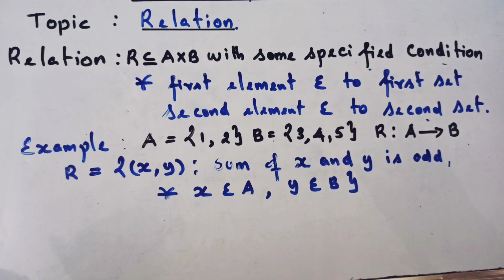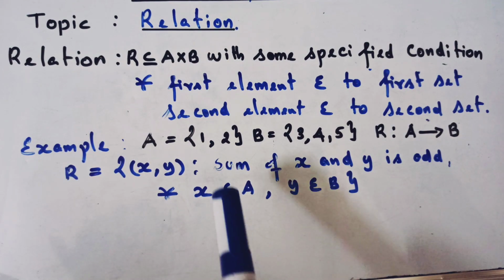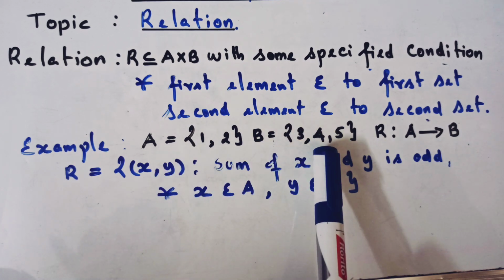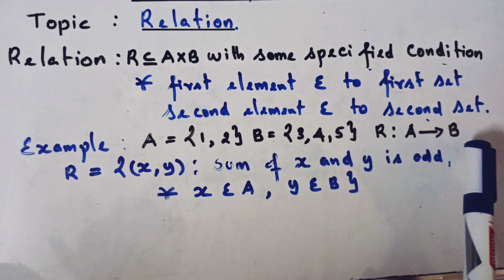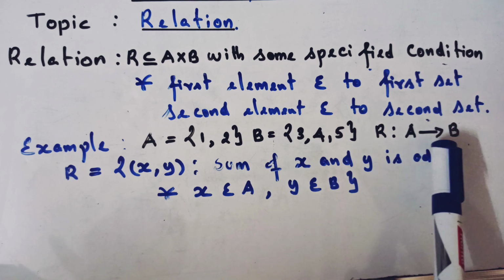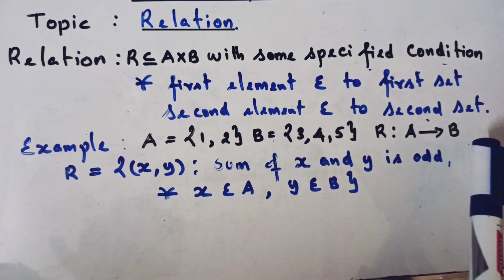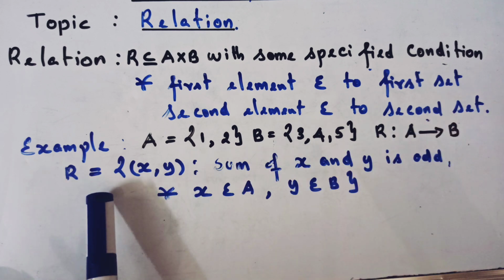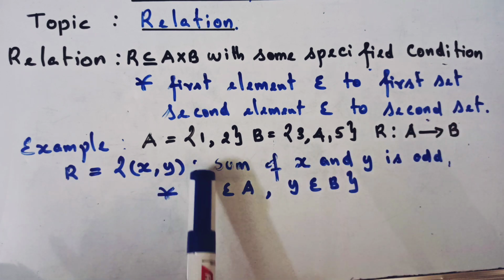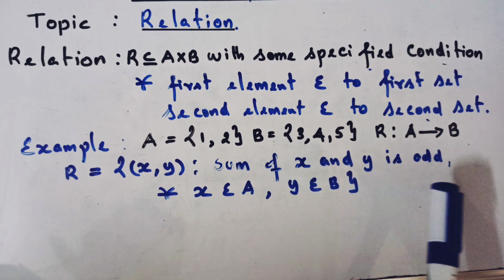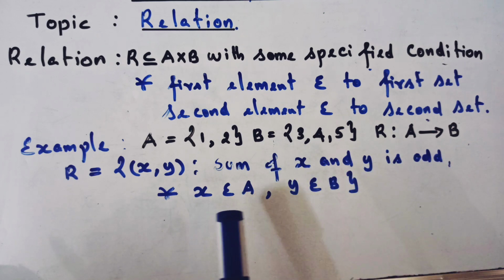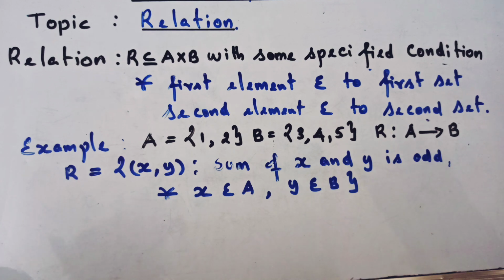With an example, we'll try to understand about relations. We have two sets A and B, and the relation is from A to B. If it is from A to B, it means A is the first set and B is the second set, and relation is defined as x comma y such that sum of x and y is odd, where x belongs to A and y belongs to B. We know that relation is a subset of the Cartesian product of two sets. So first we shall find the Cartesian product of these two sets.